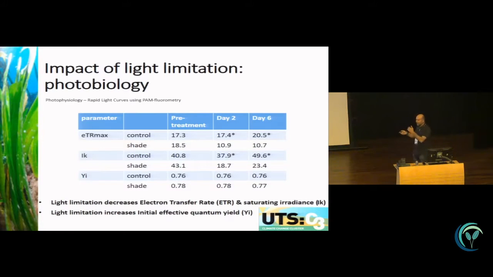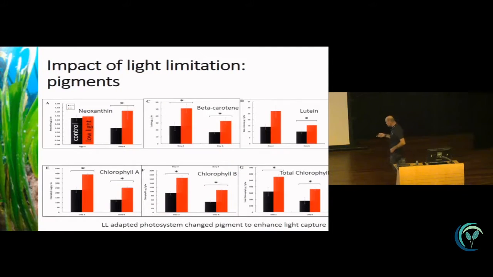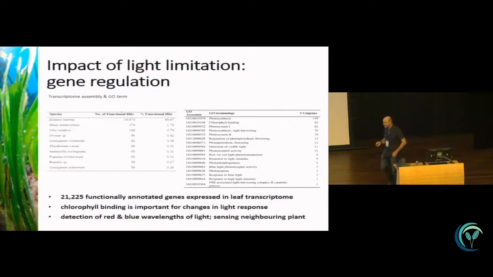We've got photobiology now. We've got the pigments. So we've got a whole range of xanthophyll pigments. We've got chlorophyll A, B, we've got the total chlorophyll. So the control and the low light on 2 days versus 6 days, you can see that neoxanthin, there's a significant increase under low light conditions. Similarly with the beta-carotene, similarly with the lutein, chlorophylls as well. So lots of fundamental data to help us understand what happens with our gene regulation.